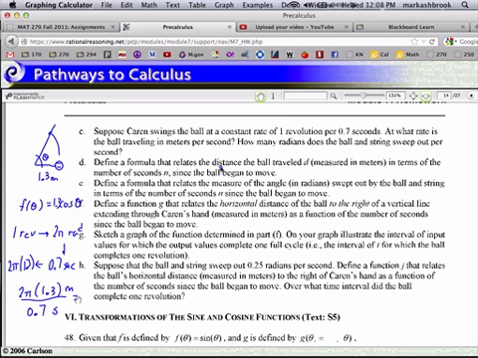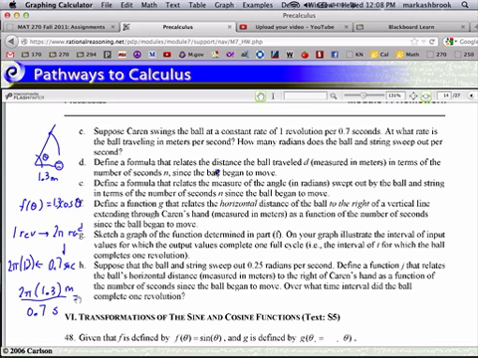Radians per second would just be 2 pi over 0.7. So 2 pi over 0.7 would be your radians per second. Meters per second would be your total meters divided by 0.7. Okay.